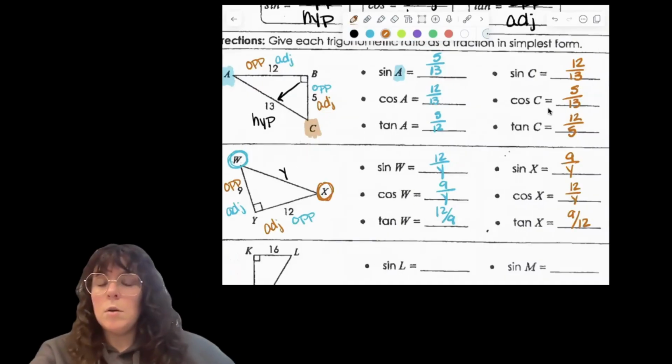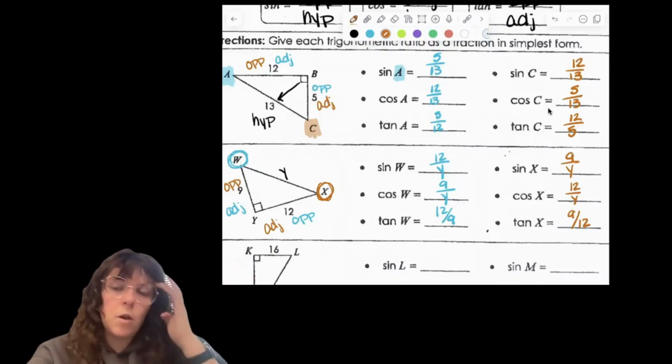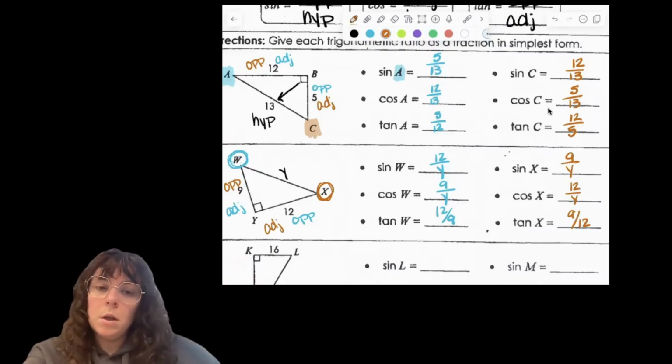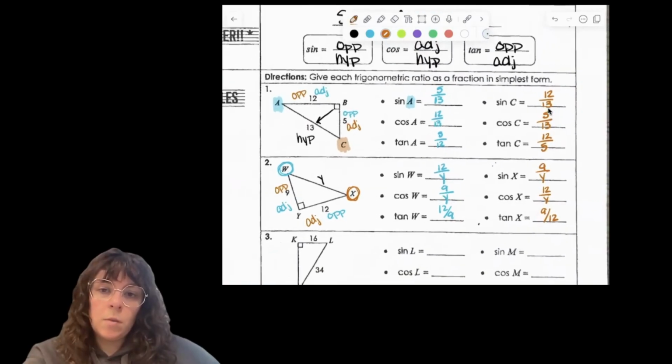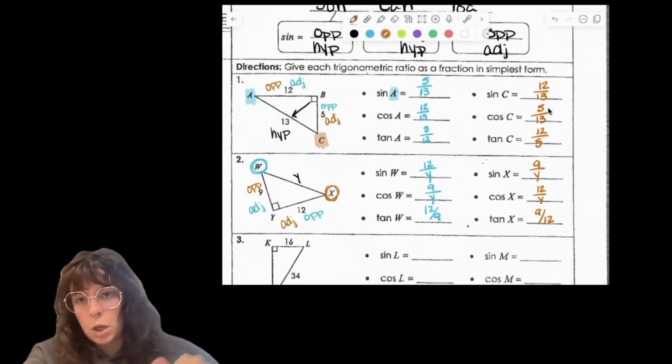All right. Go ahead and check your answers. See if you got it right. Hopefully you did. And then you can go ahead and flip to the next page. If you need to pause so that you can check it, totally fine.